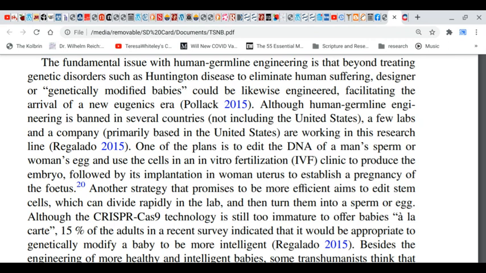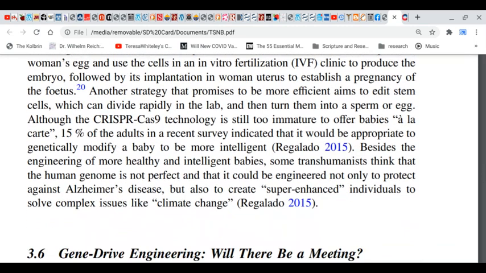Although the CRISPR-Cas9 technology is still too immature to offer babies a la carte, 15% of the adults in a recent survey indicated that it would be appropriate to genetically modify a baby to be more intelligent. Besides engineering of a more healthy and intelligent baby, some transhumanists think the human genome is not perfect and that it could be engineered not only to protect against Alzheimer's disease, but to create super enhanced individuals to solve complex issues like climate change.